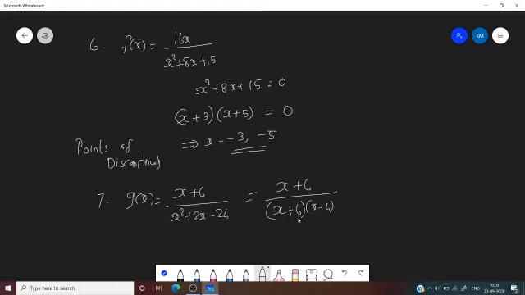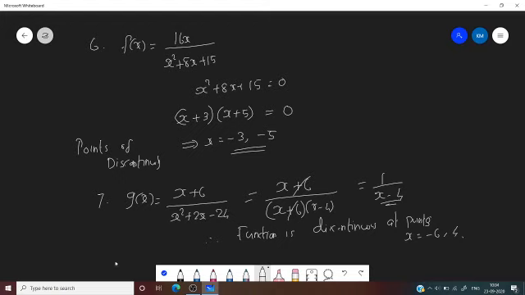Then the function is discontinuous at the points x equal to negative 6 and 4, and at these points the function is not continuous even though g of x can be reduced to 1 by x minus 4 by cancelling common terms. We have to write the discontinuities as x equal to negative 6 and 4.